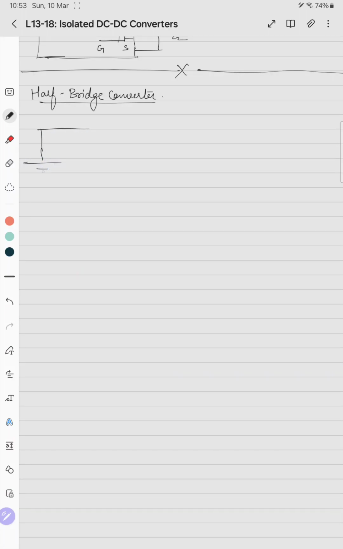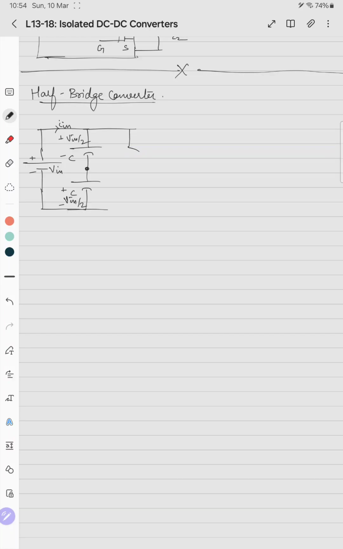So here is the input voltage supply V in. This is the input current I in. Then at the input side we have two capacitors. This is the midpoint of these capacitors. These have the value C. So this is V in by 2 and V in by 2. Voltage is dropped across these two capacitors. There is equal voltage sharing.